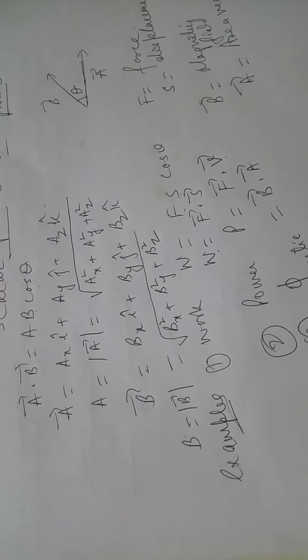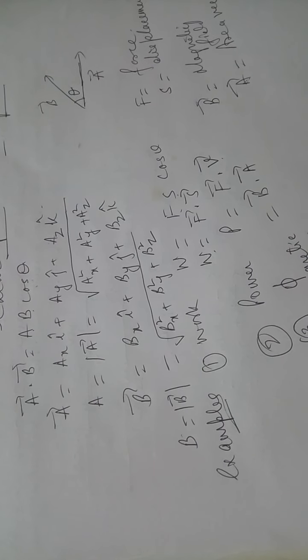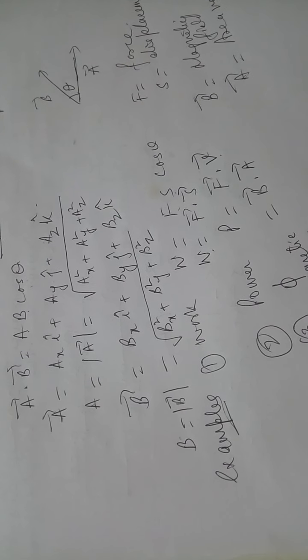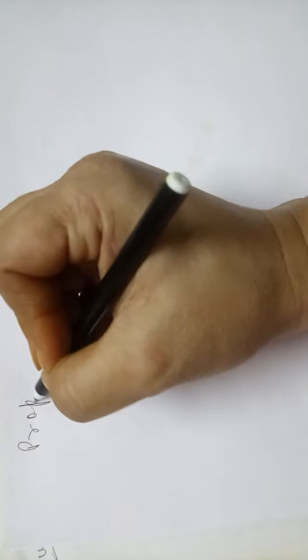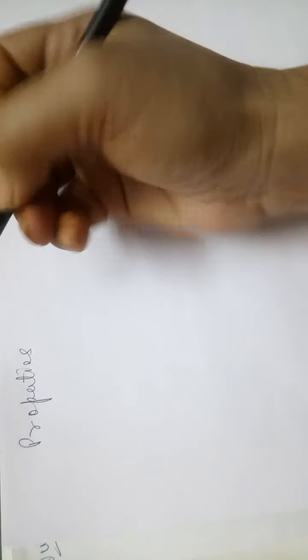And it simply gives an idea: A vector dot B vector is AB cos theta, where A is the magnitude of A vector, B is the magnitude of B vector, and theta is the angle between A vector and B vector. So these are the examples we have taken care of. But we need to know more about the scalar product, so let us do the properties of the dot product. Well, let's start with the properties of the dot product.